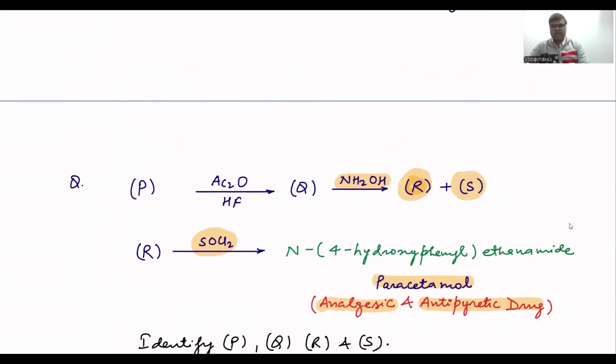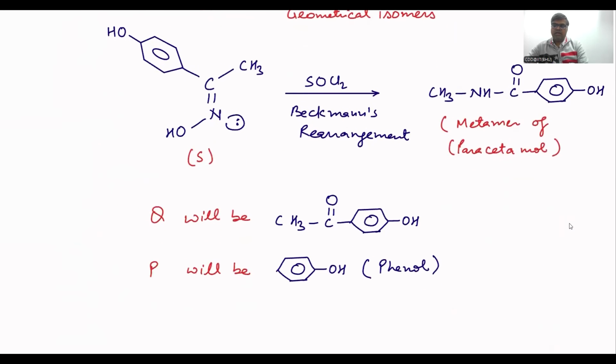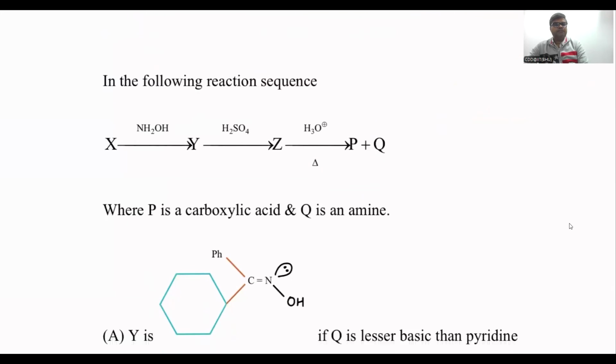So acetic anhydride attacks with H+ catalyst on the phenolic linkage. So at the para position, COCH3 can be added in the phenol. So since it is Q, P will certainly be phenol. I hope it is clear to all of you. If you are feeling difficulty, just go through the problem again. It is self-explanatory. I have explained each and every point very carefully, so you will definitely understand. Now come to a more tricky problem.